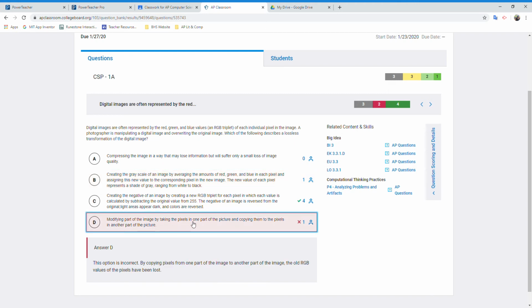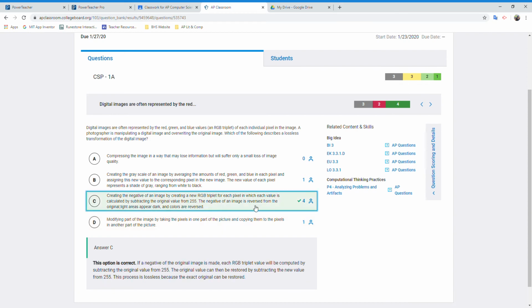Modifying part of the image by taking pixels in one part of the picture and copying the pixels in the other part of the picture. Again, you're duplicating it, you're reducing the amount of total data you need. This is going to transform. You're going to lose data doing this. You're going to lose data in this because you're taking color data out. Here you've copied data and transposed it, so you've taken data out. Here is the only time where you have not removed data.